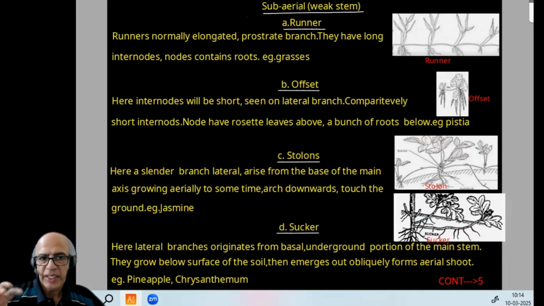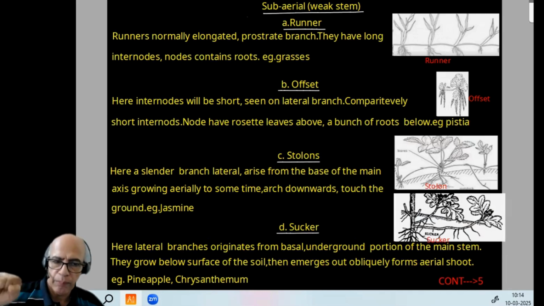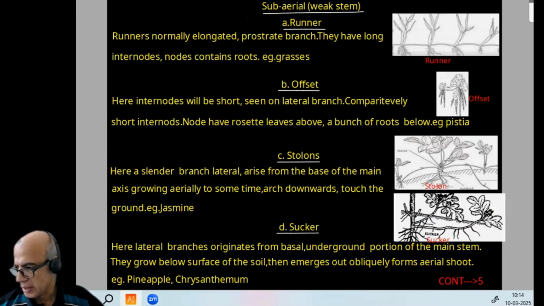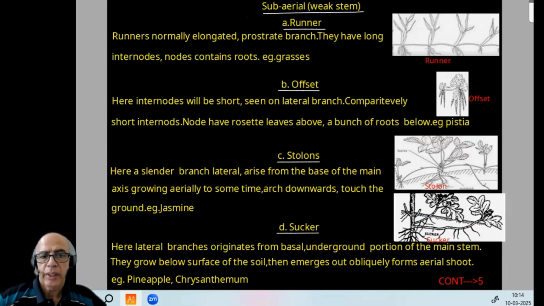Stolons: here a slender lateral branch arises from the base of the main axis, growing aerially for some time, then arching downwards and touching the ground. A typical example is jasmine. This is stolon. And the last subaerial modification is sucker. Here, a lateral branch originates from the basal underground portion.